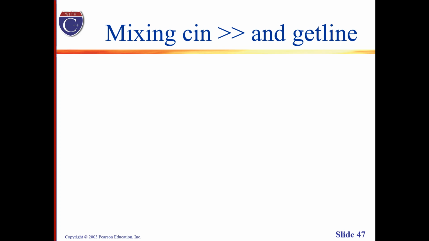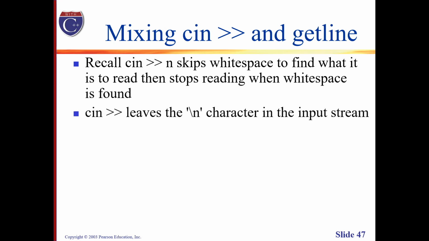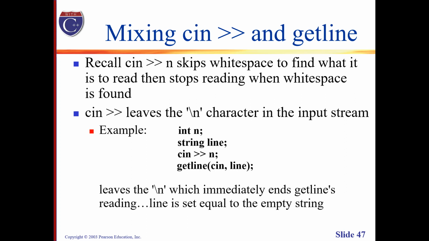And of course, how do we mix cin with getline? We can recall that cin skips white space to find what it is to read, then stops reading when white space is found. Cin leaves the newline character in the input stream. For example, we have the following code. As a result, this would leave the newline character, which immediately ends getline's reading. Then it is set equal to the empty string.